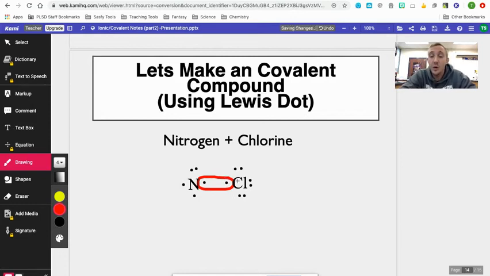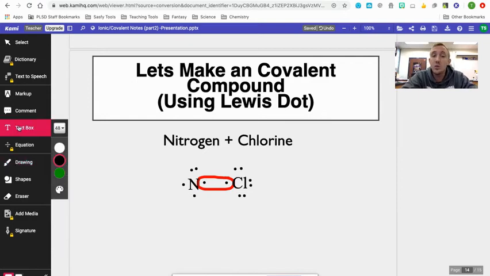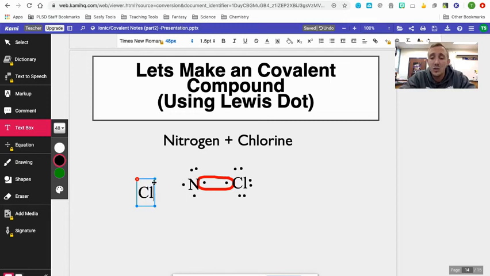Okay, so chlorine is actually going to be satisfied because once we put a line between these, it's going to have 2, 4, 6, 8. Problem is nitrogen is not happy. It still needs to share this electron and this electron. So notice how I go ahead and add the chlorines to make drawing this easier. You don't have to keep them on one side.